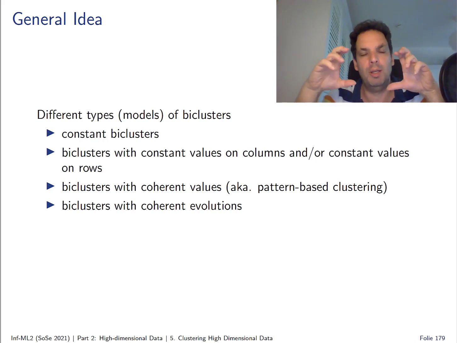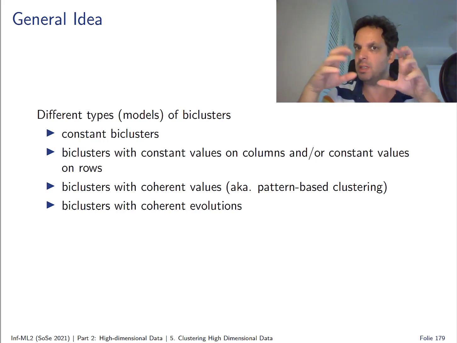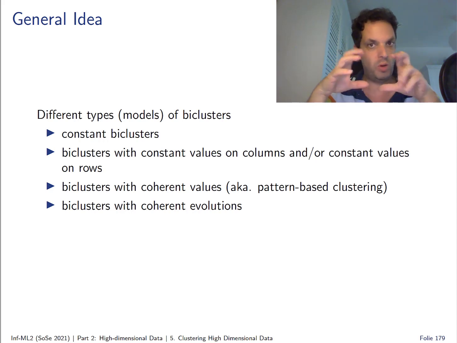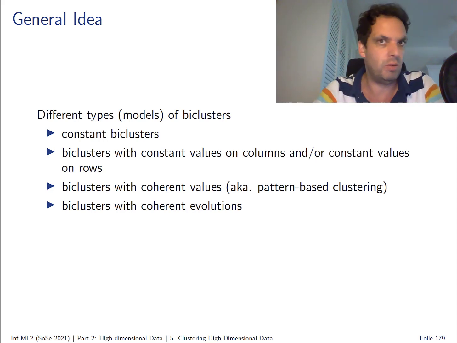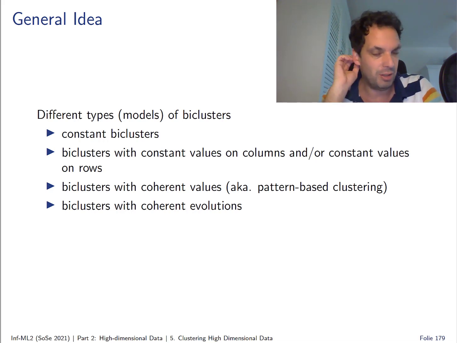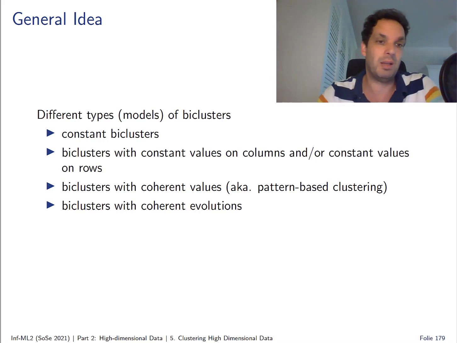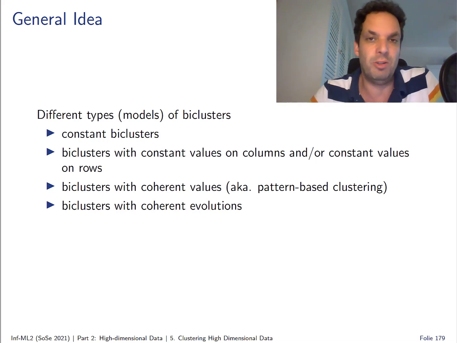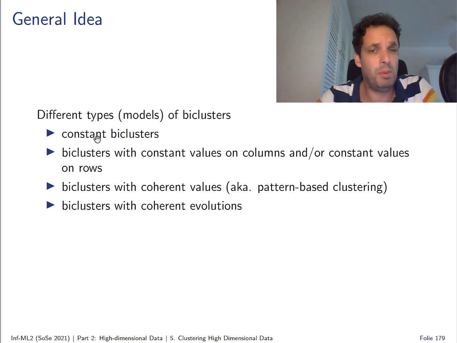So once again, we look for submatrices of the data matrix that have some specific pattern, some specific homogeneity, where the values follow some specific criterion. The patterns are defined in this list, the different types of patterns. The first one is the very simple one, constant biclusters. The second one, biclusters with constant values in rows and/or columns, then biclusters with coherent values, and also biclusters with coherent evolutions. We will have a closer look at all of those four general types.